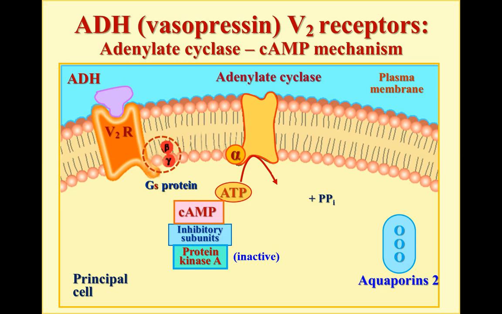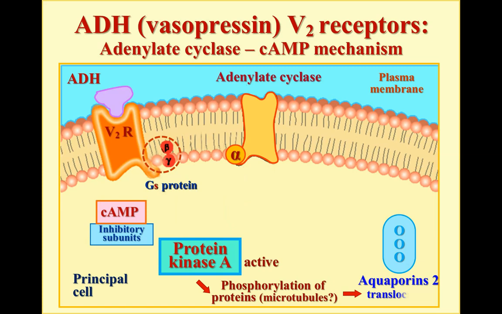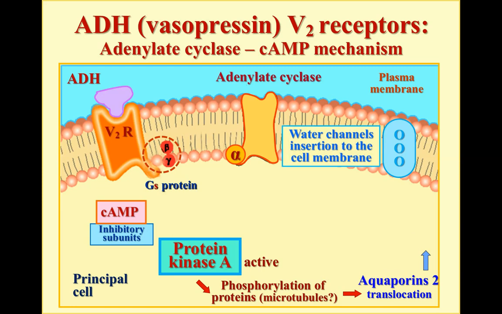It binds to inhibitory subunits and removes the inhibition of protein kinase A, so that protein kinase A becomes active. And actually many molecules of protein kinase A become active. Protein kinases, all of them, phosphorylate some substrate proteins. Here the substrate proteins perhaps are microtubules, which contribute to the movement, translocation of aquaporin 2 and the insertion into the membrane.